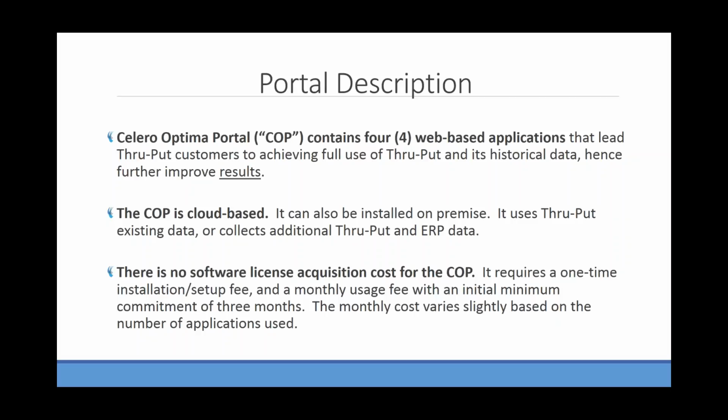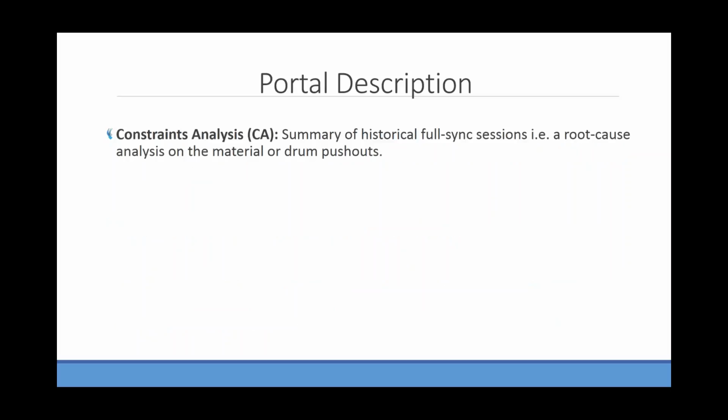What I'm going to demonstrate today, very quickly, a very quick overview, is the 4 applications that are available on the portal. So those 4 modules, let me just describe them at a high level and dive right into them, okay? So we have a constraints analysis tool that collects, without user assistance or user involvement, the historical causes for pushouts. So it provides a root cause analysis on material and drum pushouts.